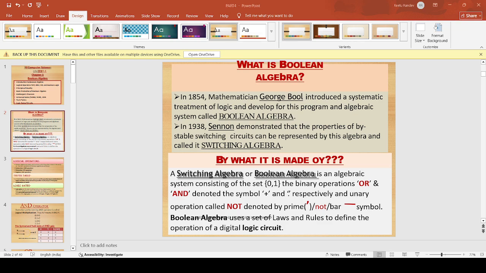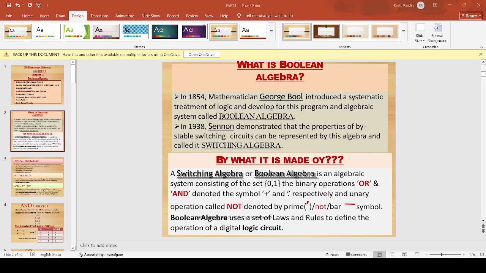We have to keep all these in mind because we will further see the different theorems on Boolean algebra. First law is the idempotent law. This law states that x plus x is equal to x and x dot x is equal to x. So you can see x plus x is x, that is 0 plus 0 is 0, 1 plus 1 is 1. And x dot x is equal to x, 0 dot 0 is equal to 0, 1 dot 1 is equal to 1.